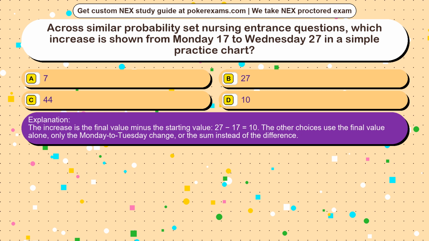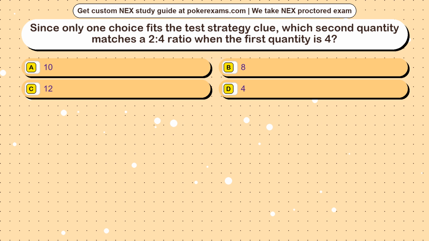Question 21. Since only one choice fits the test strategy clue, which second quantity matches a 2:4 ratio when the first quantity is 4? Option A, 10. Option B, 8. Option C, 12. Option D, 4.